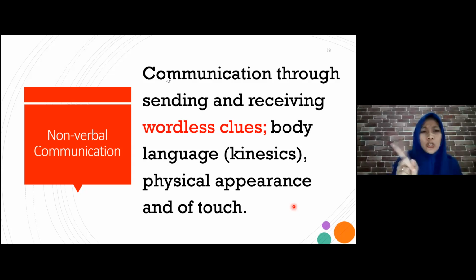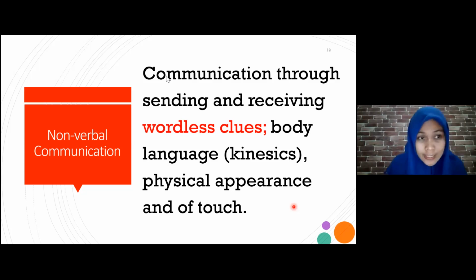Or you move your finger to the left side, to the right side fast. It means no, this is not what I mean, right? Or you put one of your fingers in front of your mouth. It means shh, don't be noisy, the baby is sleeping, for example. Any kind of physical activity shown by you to express your ideas, your thoughts, your feelings, your values, is called physical appearance or non-verbal communication.